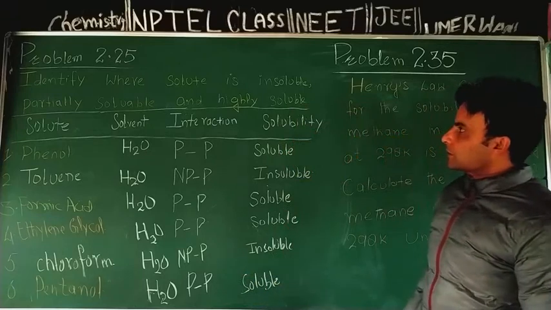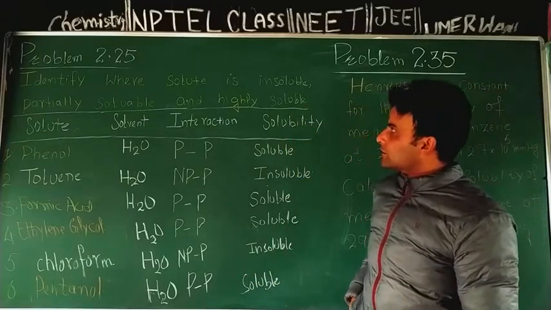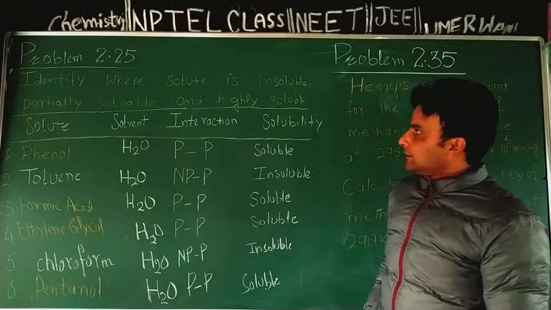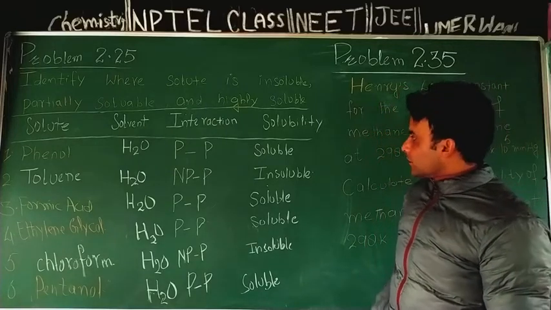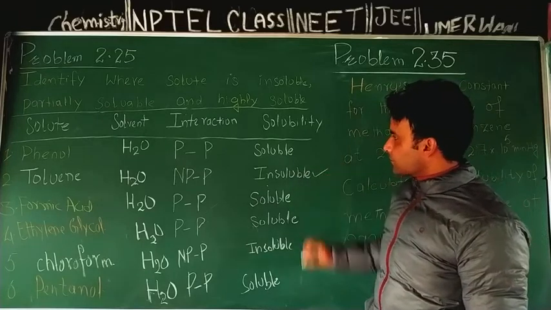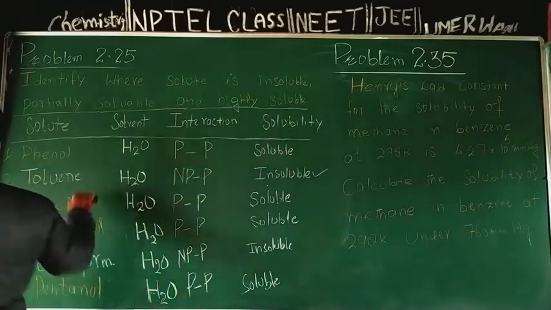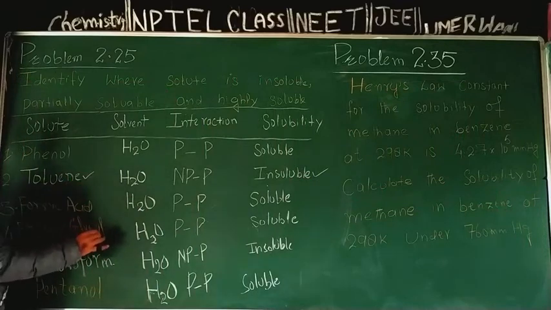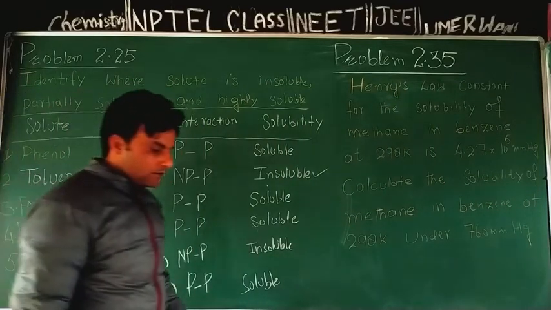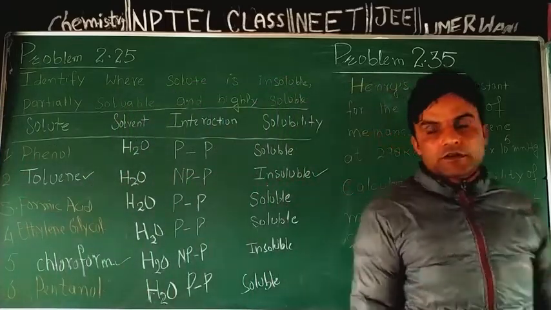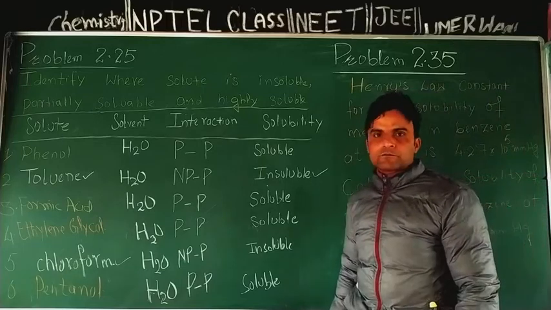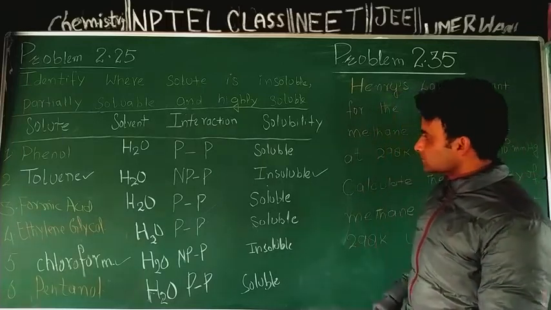As far as the first part of the question, if we need to answer, we are able to answer. Which among the following solutes are insoluble? The answer will be toluene. Toluene is insoluble and chloroform is insoluble. However, what is left is which solutes are partially soluble and which are highly soluble.